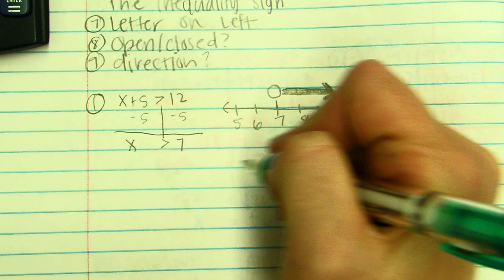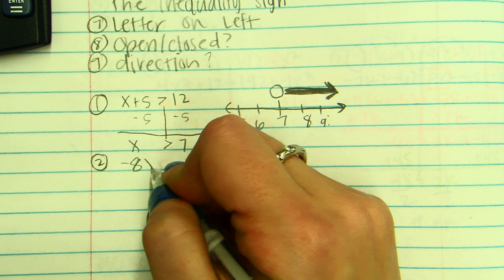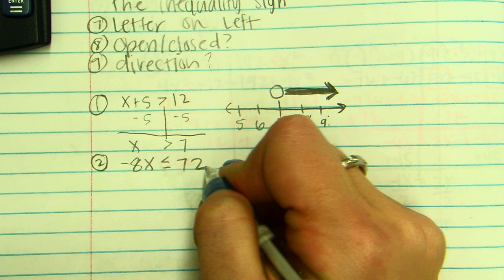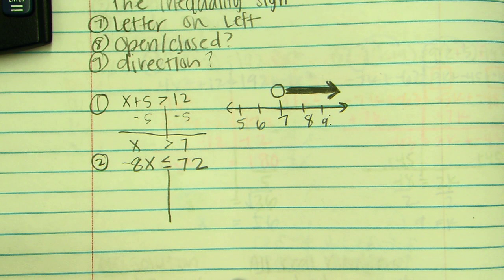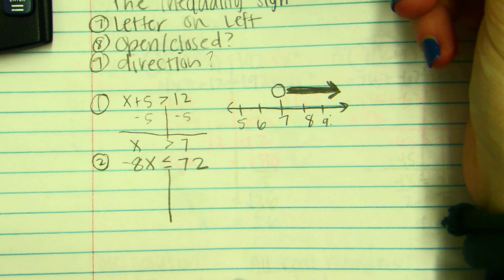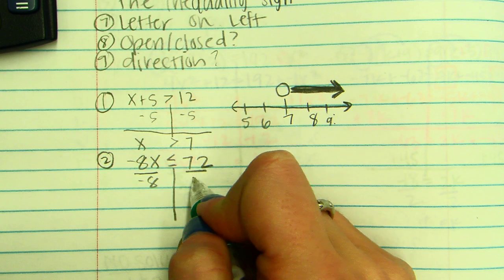Let's do, for example 2, let's do negative 8x is less than or equal to 72. So I still draw my line. I can't change the sign, I can't distribute, I can't combine like terms, the variable's already on one side. I'm just going through all the steps here. Can't undo addition and subtraction, but I can undo multiplication and division, so I divide by negative 8.